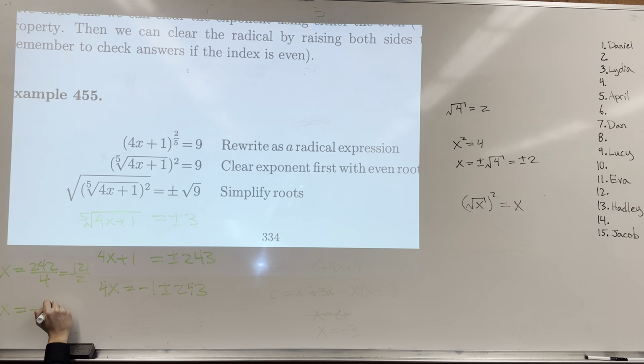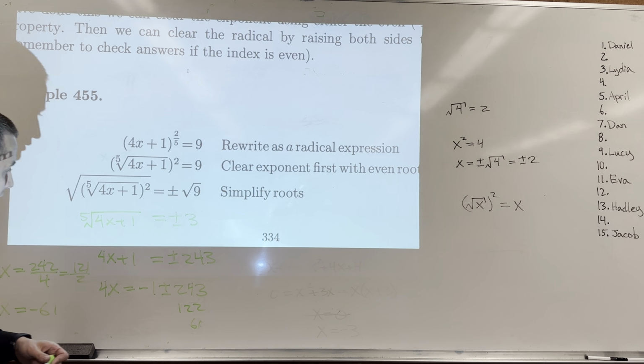Or 62, let me think. It might have been 62. 64. No, 64, right? That was 61. Oh, 61, let me think. 244 divided by 2 would have been 122, and then divide that by 2 again, 61, you're right. Okay, negative 61. Not sure what I was thinking.